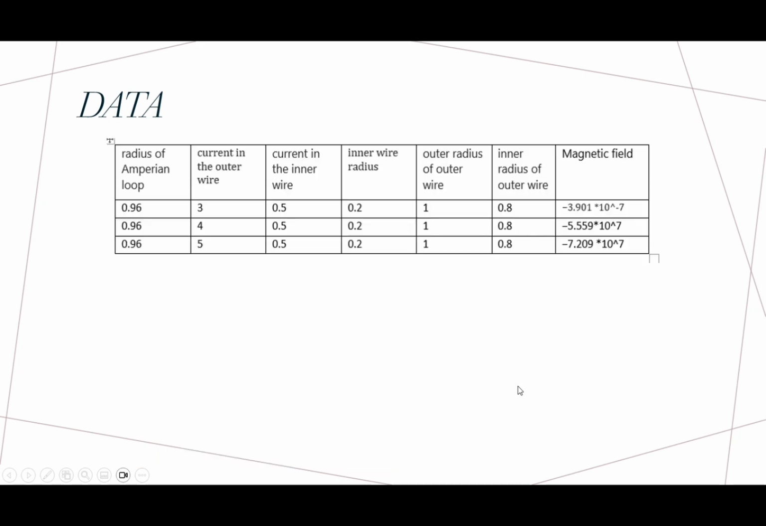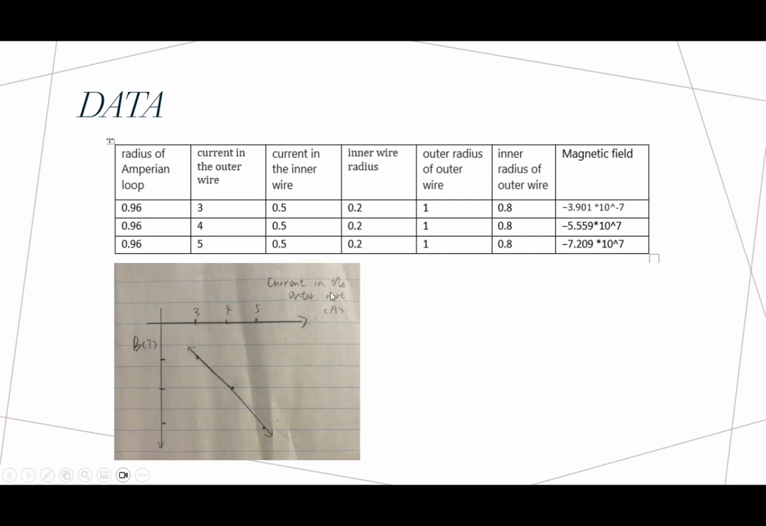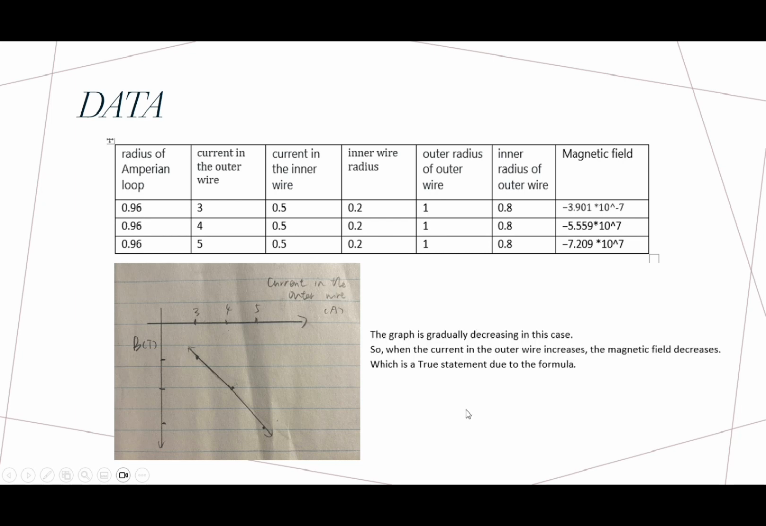And the second one we did is the current in the outer wire. And now we can see that the magnetic field is affected by the current in the outer wire. Here it's decreasing. So the graph is gradually decreasing in this case, which is a true statement that we can see from the formula and the things we learned before.